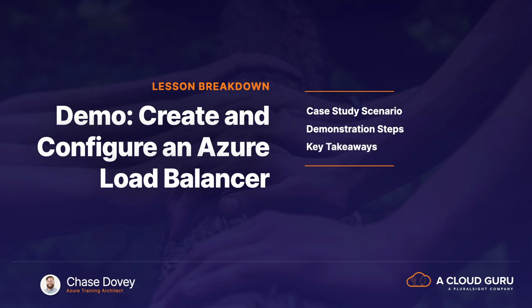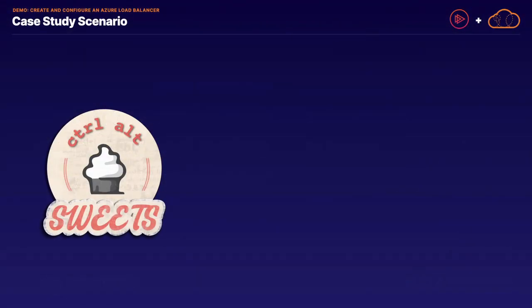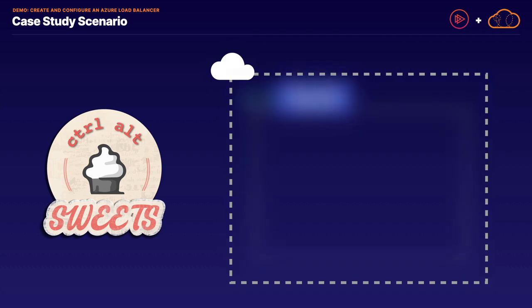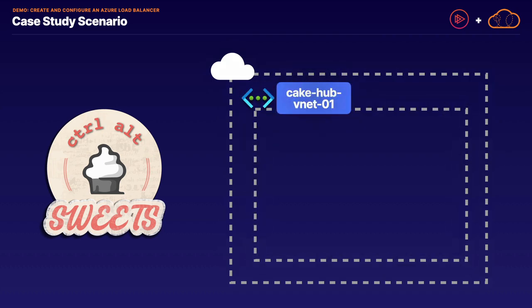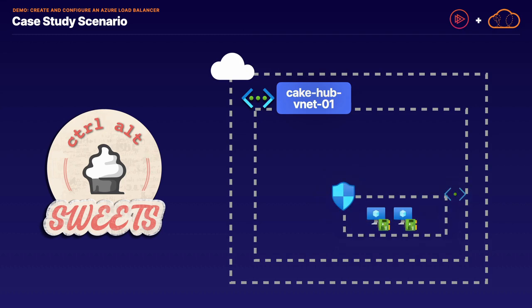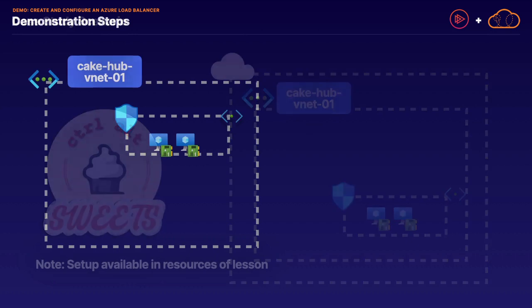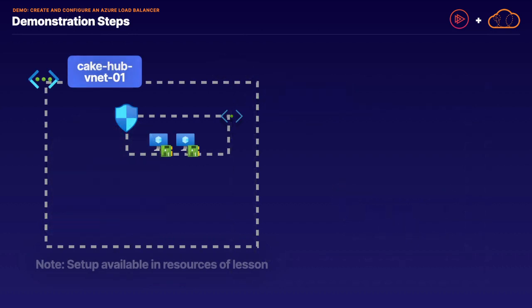So to start off, our Control-Alt-Suite's organization inside of our Azure Cloud Sandbox is going to have a hub virtual network that we've grown familiar with. In this virtual network, we're going to have a subnet with two virtual machines, and this is what is going to be created by our deployment when we're setting up. As always, the resources for setting up the demonstration are available in the resources of this lesson.